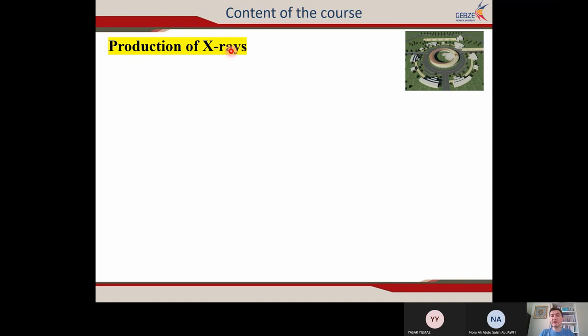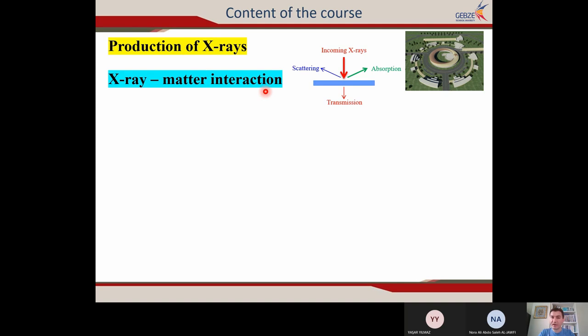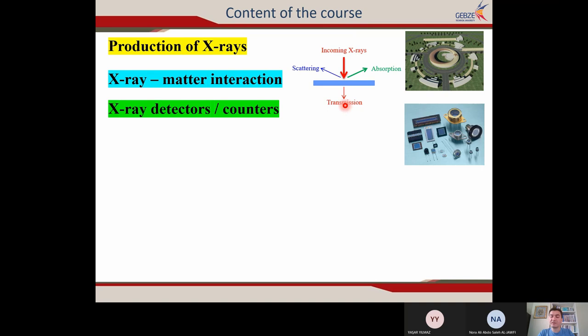And then we will investigate X-ray matter interaction. What happens if X-rays interact with atoms, with matter? We will discuss the scattering and absorption mechanisms, the transmission, and also the parameters which affect these mechanisms within the X-ray matter interaction. Next, we will see X-ray detectors or X-ray counters. There are many different detectors: gas ionization chambers, semiconducting detectors, photographic film, a very old one used for medical imaging, and also CCD cameras.